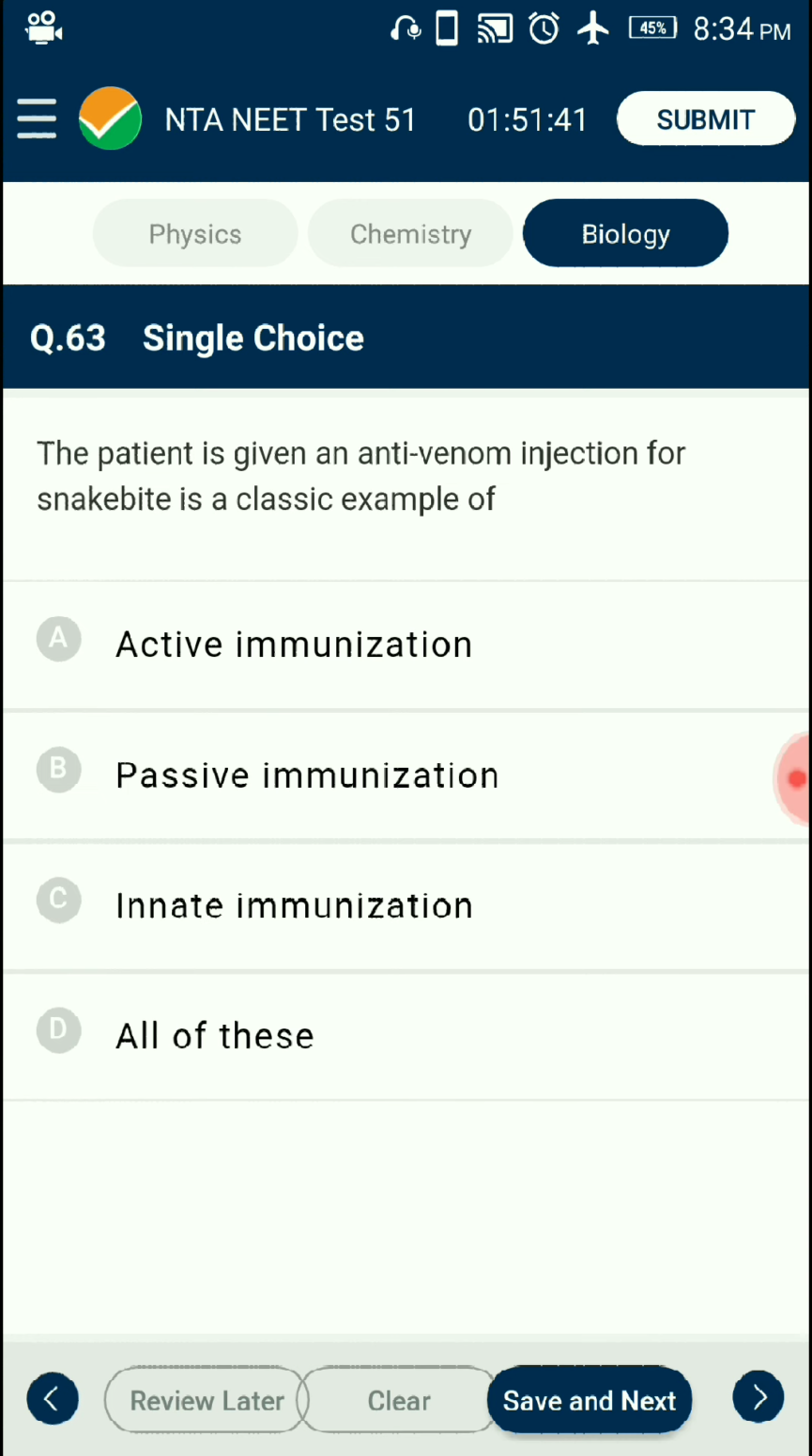Question number 63. The patient is given an antivenom injection for snake bite. This is a classic example of an immunity process where the body is not spending energy or effort in making antibodies, rather they are obtained from outside as a ready-made supply, which is termed passive immunity. Antivenom injection contains preformed antibodies which are directly injected into the body, giving a quick immune response. Since the antibodies are directly given and not made in the body, antivenom treatment is considered passive immunity. So the answer is option B, passive immunity.